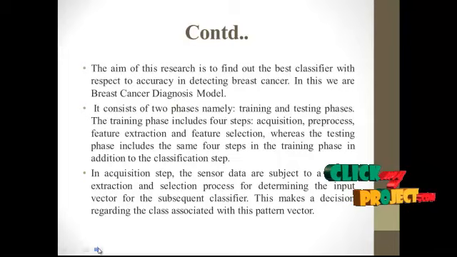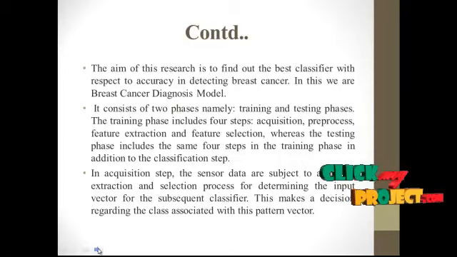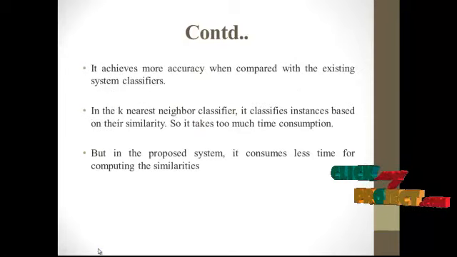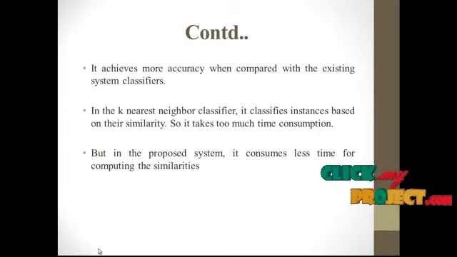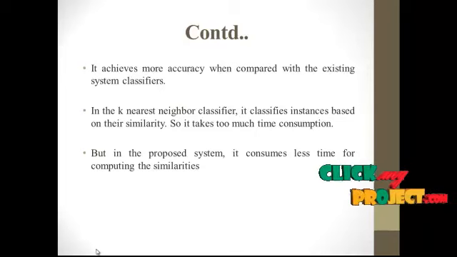In this way, a breast cancer diagnosis model consists of two phases, namely training and testing phases. The training phase includes 4 steps: acquisition, pre-process, feature extraction and feature selection, whereas the testing phase includes the same 4 steps in addition to the classification step. In the acquisition step, the sensor data are subject to the feature extraction and selection process for determining the input vector for the subsequent classifier. This makes a decision recording the class associated with this pattern vector. It achieves more accuracy when compared with the existing system classifiers. The k nearest neighbor classifier classifies the instances based on their similarity, so it takes too much time, but the proposed system consumes less time for computing the similarities.